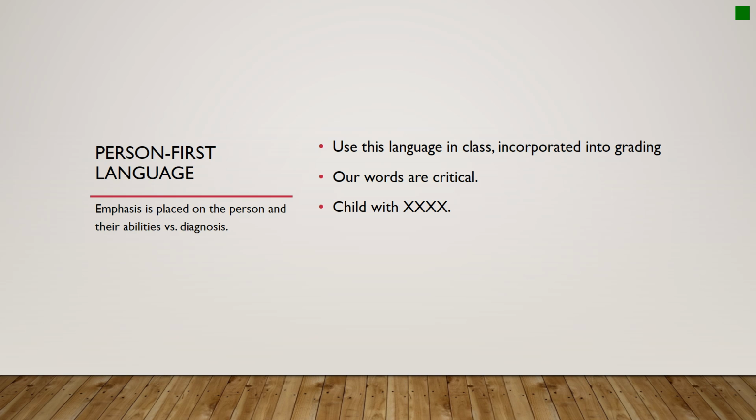And so just an example of this is that we would say a child with, say, autism or a child with Down syndrome. We wouldn't say autistic child. That's kind of outdated language for our professional realm. So keep that in mind in both your discussions and your writing and even the interactions that you're having with people outside of the course.